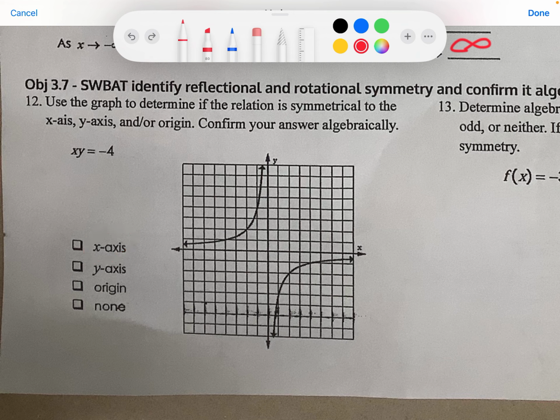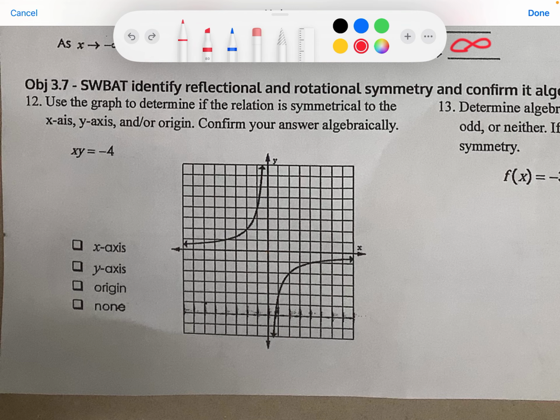X-axis means that if you flip over the x-axis, then it's the same on both sides of the x-axis. Of course, y-axis symmetry means it's the same on both sides of the y-axis. And origin means if you flip or rotate 180 degrees around the origin, like a rotation, it's a rotational type of symmetry. Then it's the same. Well, let's look here and we can confirm it algebraically.